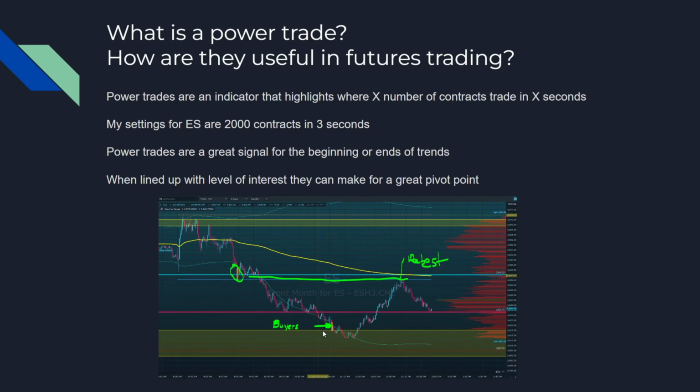But what are power trades? What are they good for? Well, they are a great signal for the beginning or ends of trends, and when lined up with a level of interest, they can make for a great pivot point or entry point for us traders to make a trade and confidently pick a direction for the market to go. And we will go over how I do that in the upcoming slides.